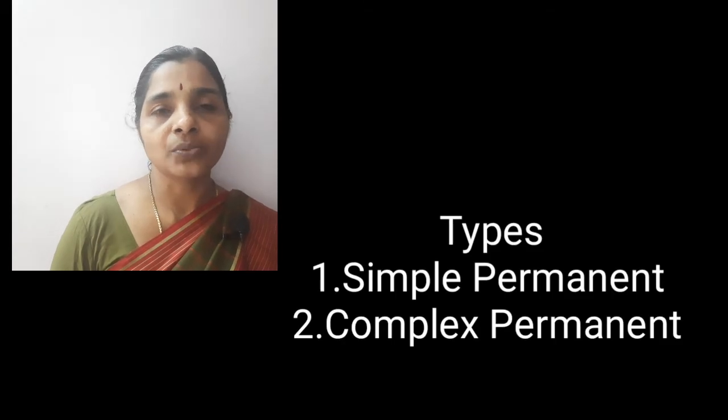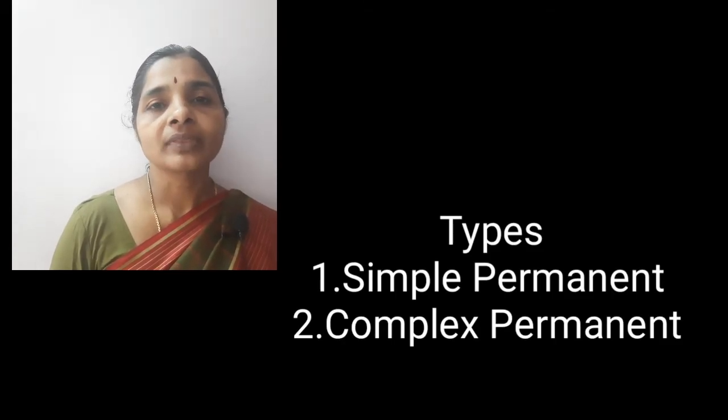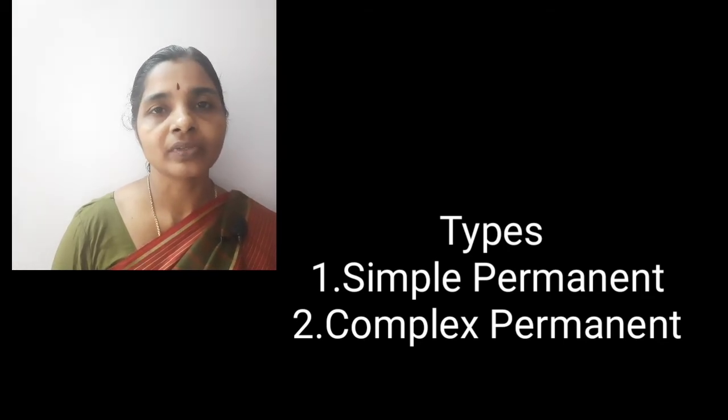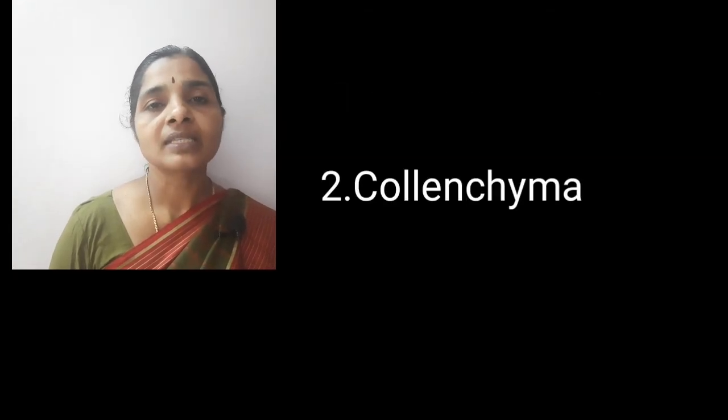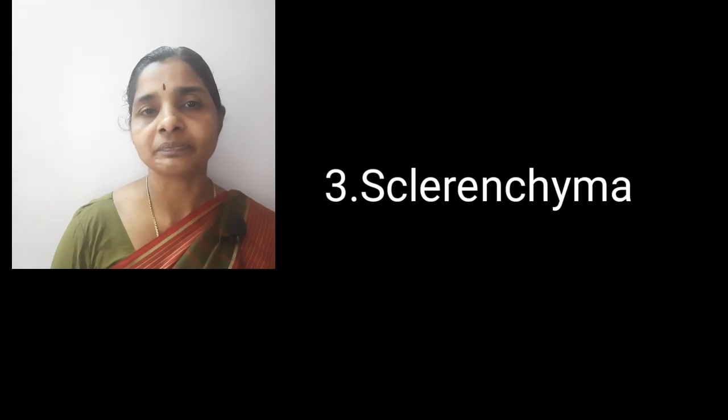Then next is the types of permanent tissues. There are mainly two types of permanent tissues. They are simple permanent tissues and complex permanent tissues. Simple permanent tissues are of different types. First one is parenchyma, the second one is collenchyma, and the third one is sclerenchyma.